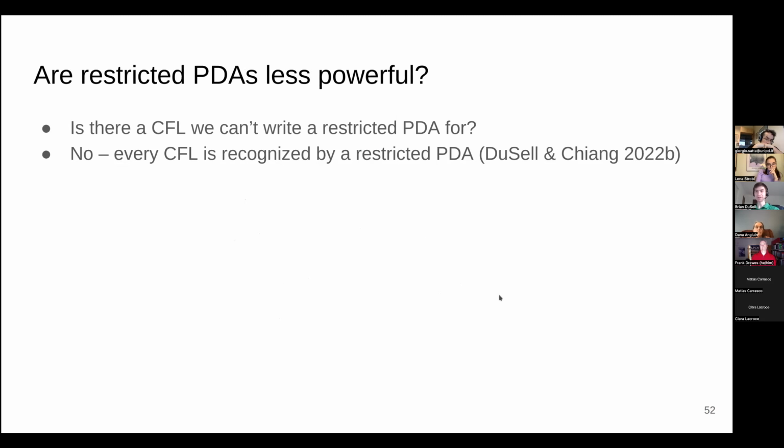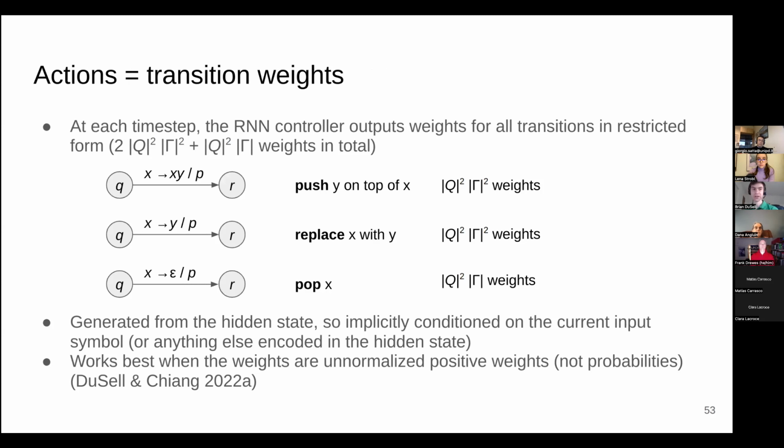All right, so you might be wondering at this point, with these restrictions, do we end up with less powerful PDAs? In other words, is there going to be a CFL that we can't write a restricted PDA for? It turns out the answer is actually no, and this is something that we proved in our latest paper. You can always convert a CFL through Greibach normal form into a restricted PDA.